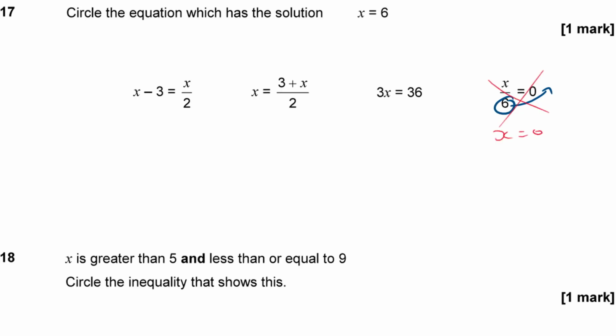3x is equal to 36. Dividing both sides by 3, it's going to give me x is 12. So that isn't it either. Okay, what about these other two? These are a little bit more complicated, aren't they?